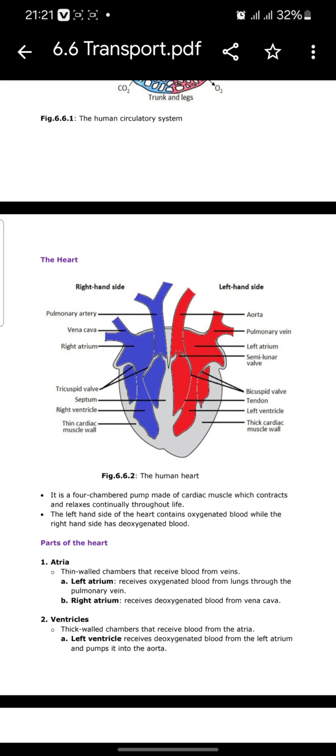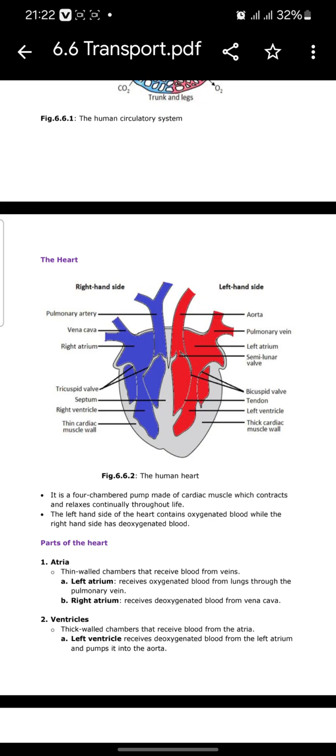Now this one simply prevents the backflow of blood from the right ventricle into the right atrium. So when the right ventricle contracts, blood should flow through the pulmonary artery to the lungs, not to the right atrium. You see, that's the role of valves. All of them prevent backflow of blood. So this is the structure of the heart.